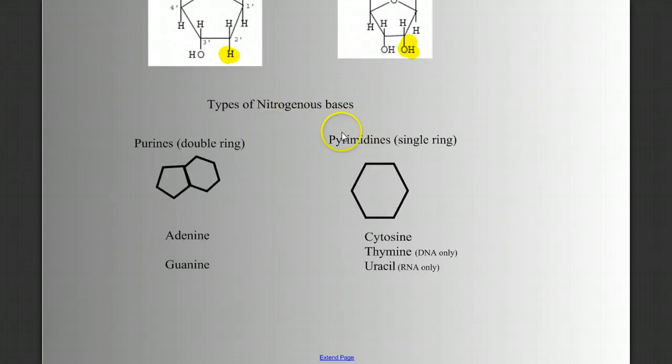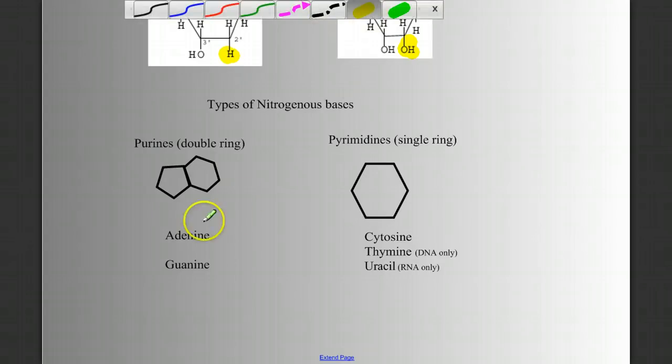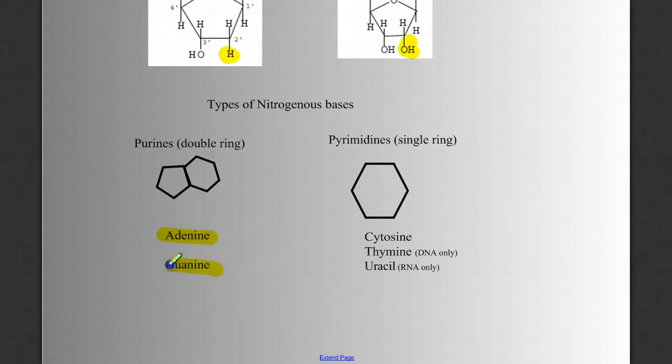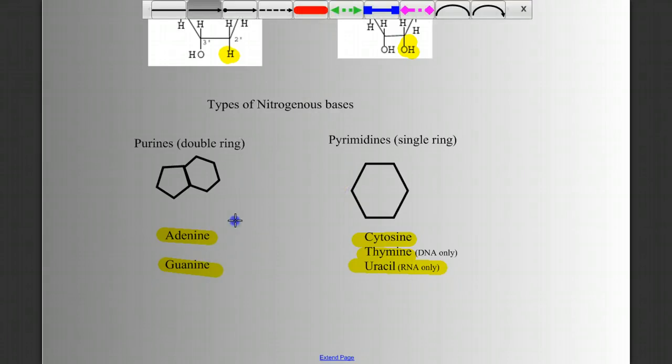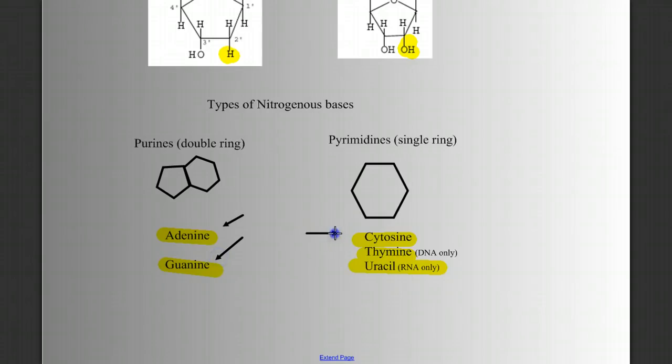If we look at the different types of nitrogenous bases, the purine double rings come in two versions, adenine and guanine, and the pyrimidines come in three versions: cytosine, thymine, and uracil. But uracil is only found in RNA. Three of the other four are found in both. So adenine, guanine, and cytosine are all found in DNA and RNA, but thymine is DNA only and uracil is RNA only.